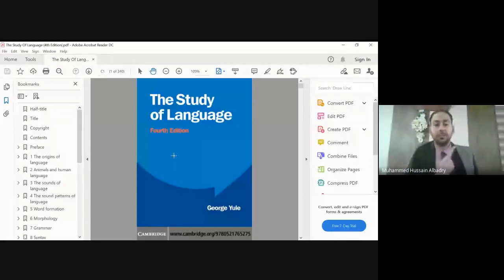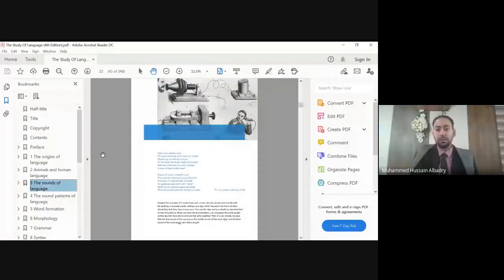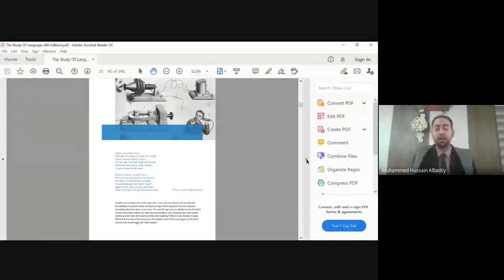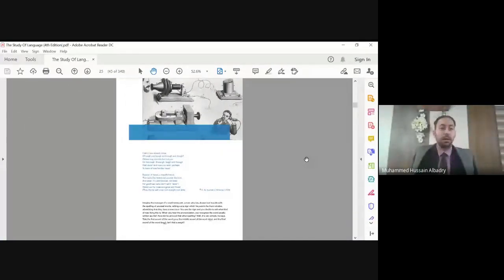Today we have this book. We talked about the first and second chapters by Jane Atchison. And today we're going to talk about the rest of the chapters in this book. We will start from chapter number 3, the sounds of language. Okay, chapter number 3, the sounds of language.